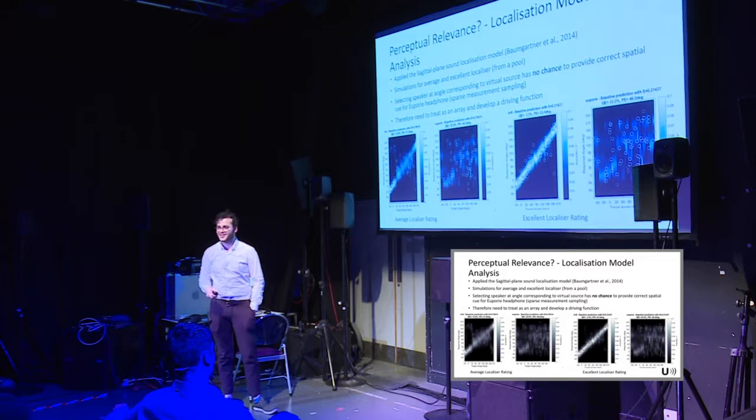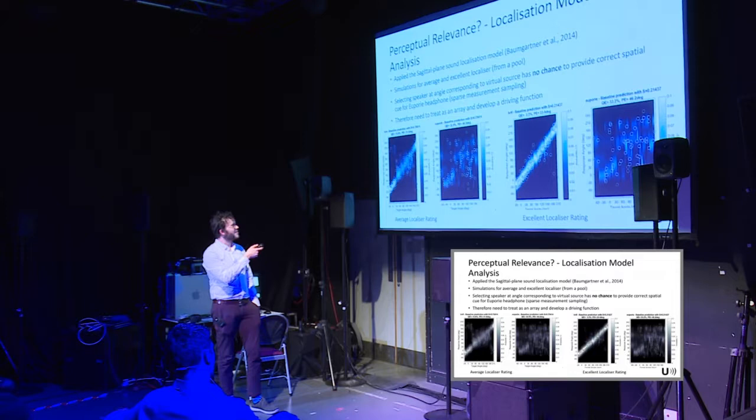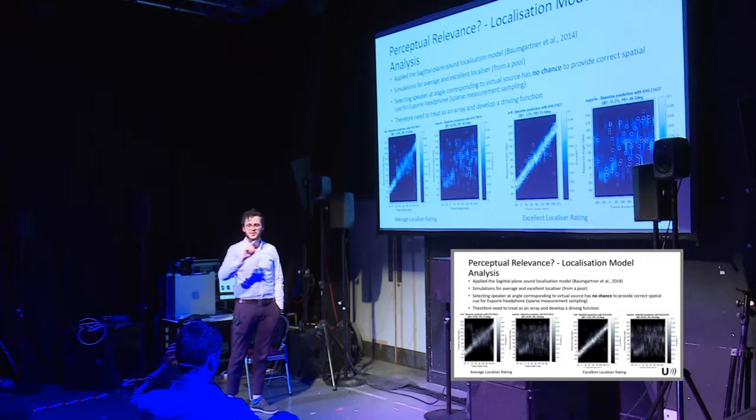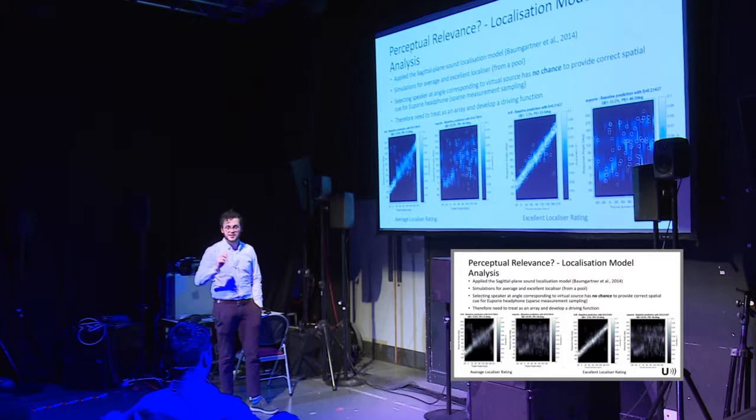So this is the probability of somebody listening to the headphone in its current state and saying, okay, the virtual source position matches where we are panning it to, if it's just a direct source playing. So how do we make that better? Well, we need a driving function in order to drive the MEMS and get better localization.